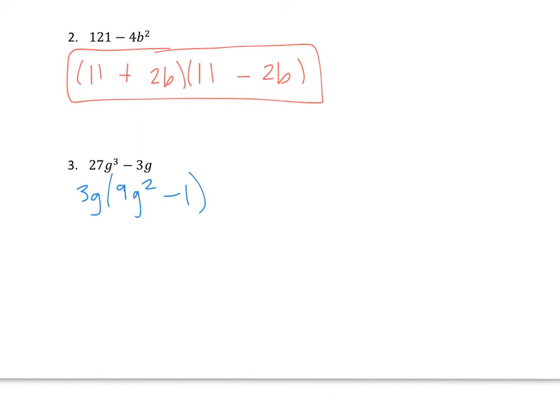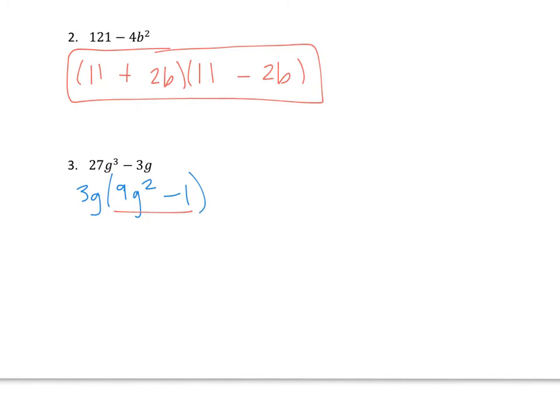Well, a negative 1. And now, let's continue to factor again. So I'm going to continue to factor this 9g squared minus 1 because now we see a difference of squares, right? We can take the square root of 9g squared and we can take the square root of negative 1.